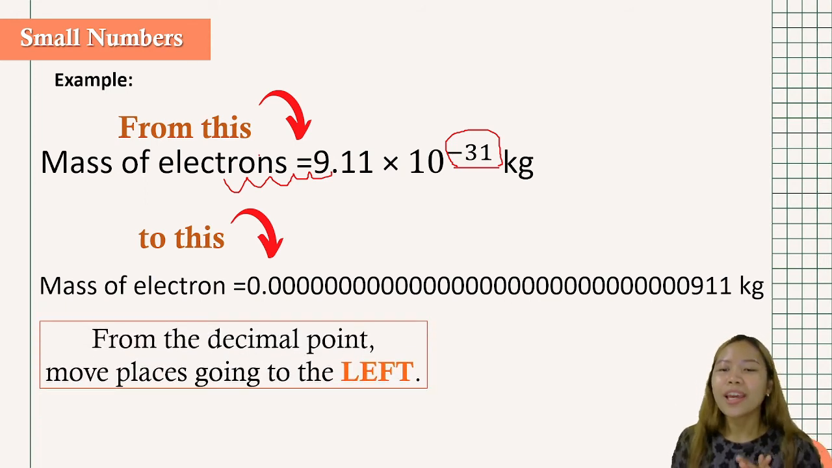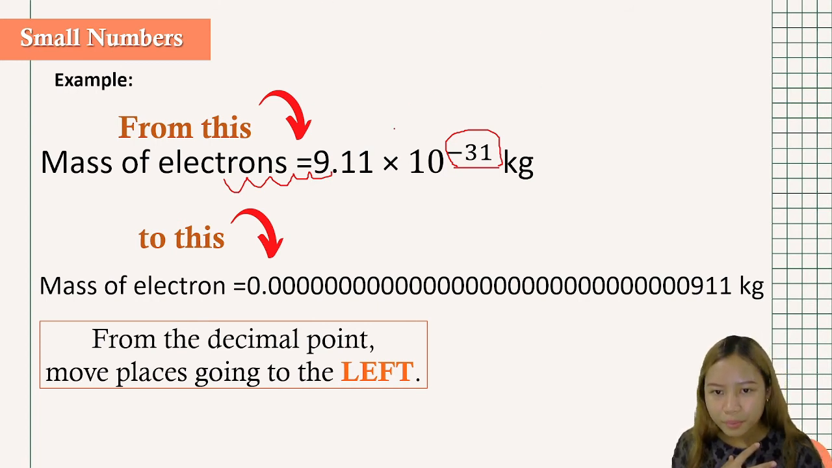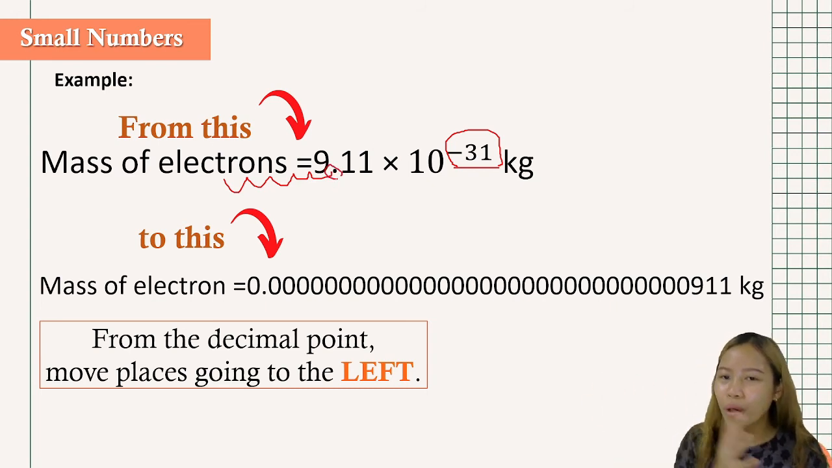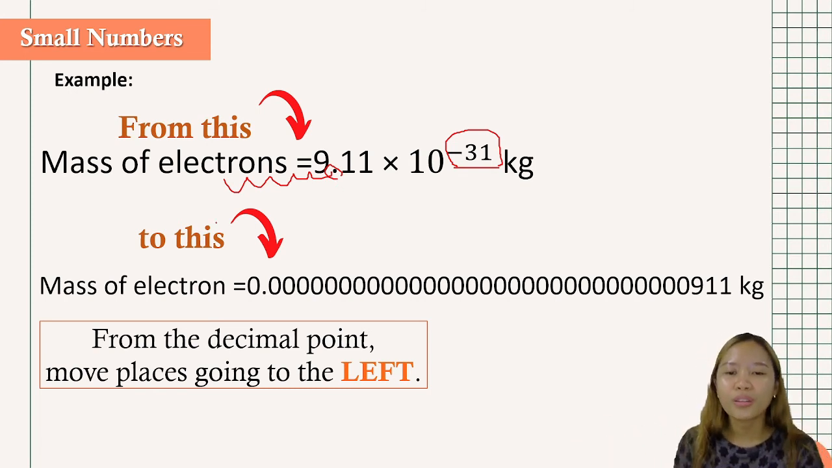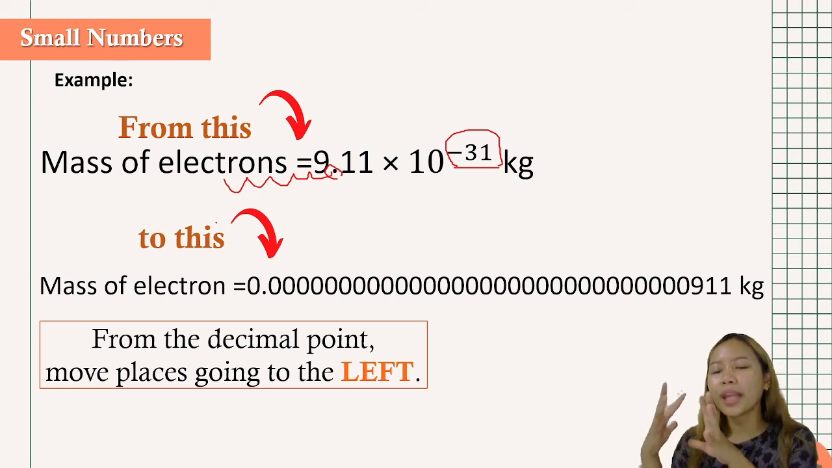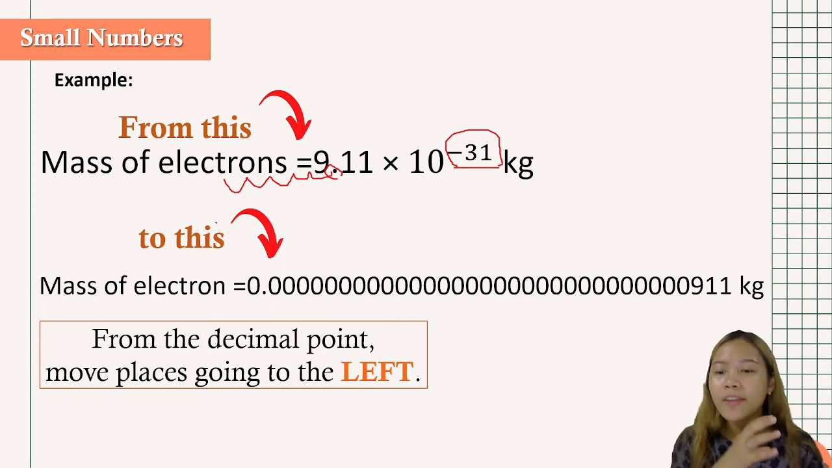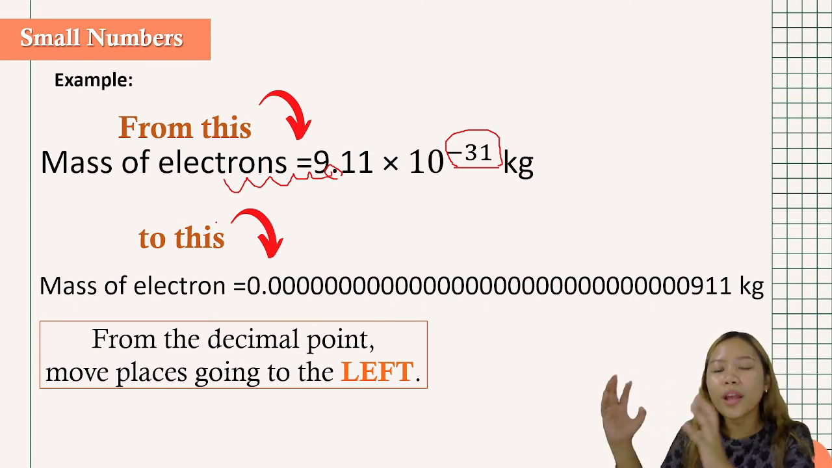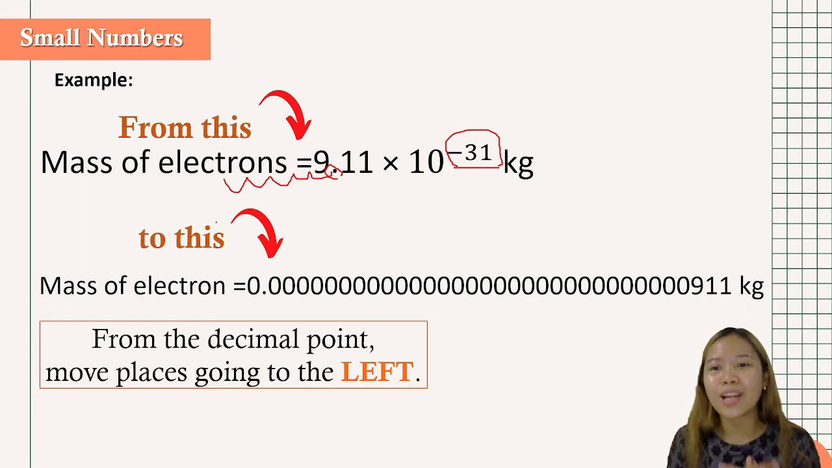So again, if we're going to convert small values from scientific notation to standard form, we need to start from the decimal point here, and move places going to the left. So just always remember, this is my tip to all of you. If we move places going to the right, we subtract from the exponent. If we move places going to the left, we add to the exponent. Okay? Please take note of that.